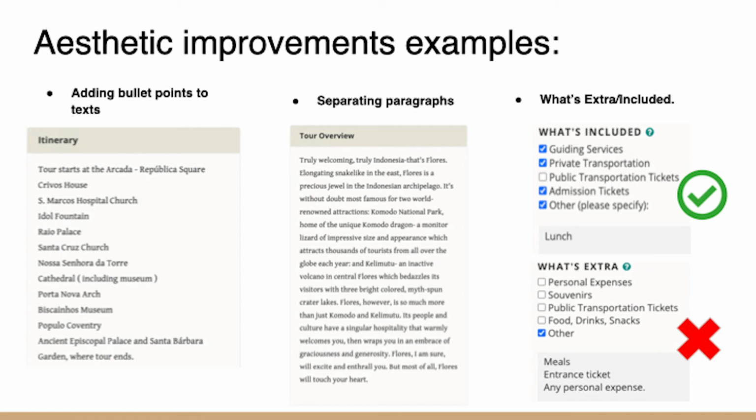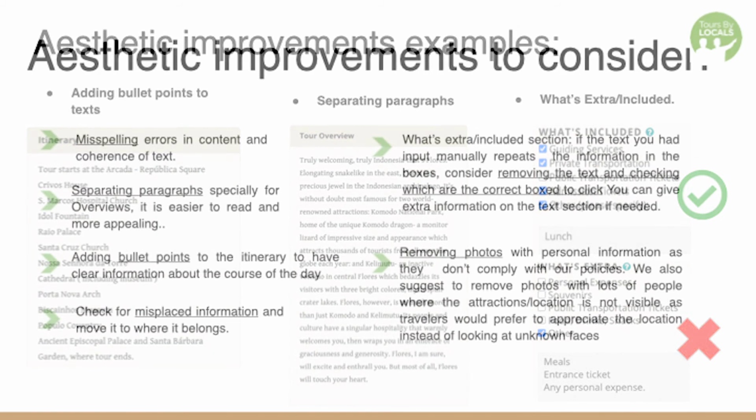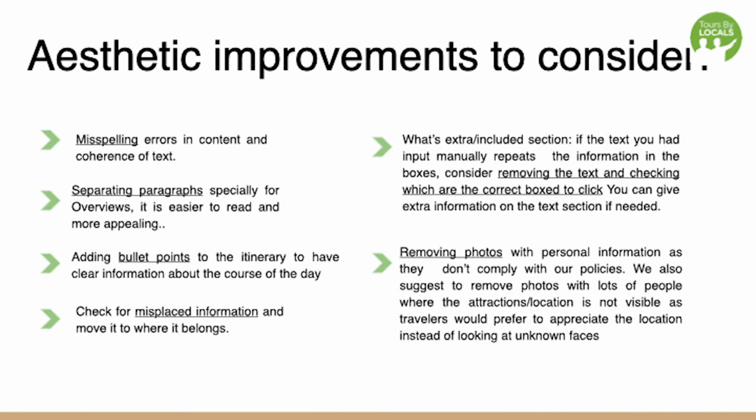Along with having complete and clear information in the tour content, we highly suggest taking these aesthetic tips into consideration to make the tour easy to read and appealing. Check for misspelling errors in the content. You can always use Google Translator to search for specific words and tools like Grammarly to help you create cohesive text. Consider separating paragraphs, especially for overviews. It is easier to read and more appealing. We will see an example later.